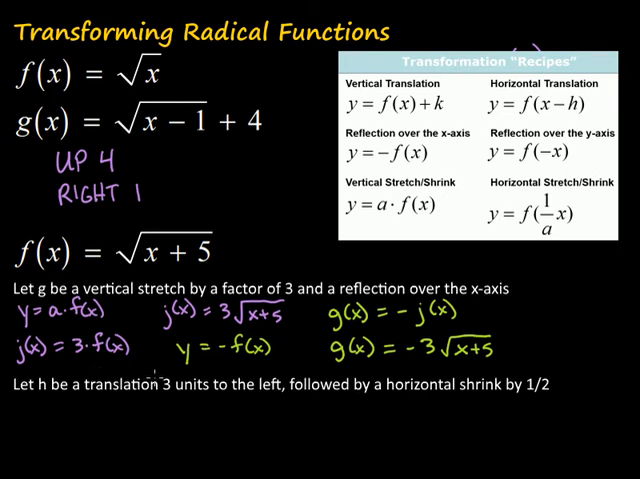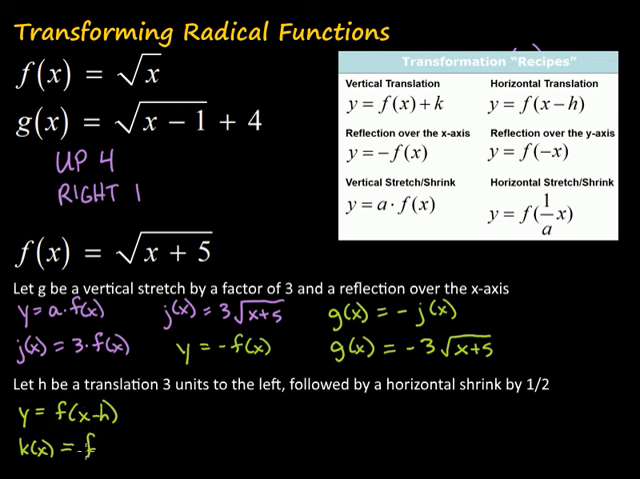Okay, so for this one, we're going 3 to the left. That would be this recipe right here. So I'm just going to jot that down. So it's y equals f of x minus h. And remember, 3 to the left, the number that represents 3 to the left is negative 3. So I'm going to put in negative 3. Again, there's 2 steps to this, so I'm not going to call it h of x yet. I'm going to call it, how about k of x?